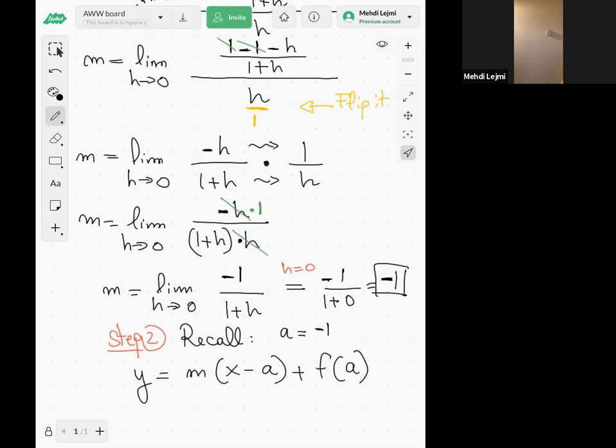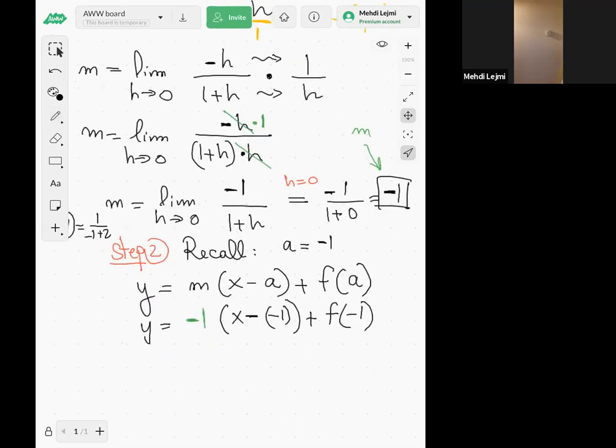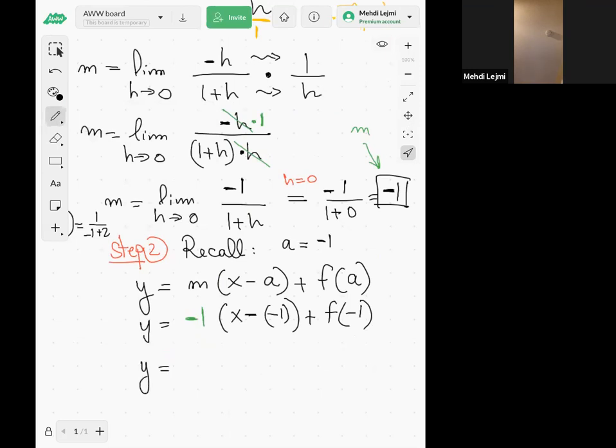Right? So then your y is going to be m, which is negative 1, times x minus a, x minus negative 1, so negative 1 between parentheses, right, plus f of negative 1. Well, f of negative 1, we said it's 1 over x plus 2, so negative 1 plus 2, so that would be 1 over 1, so that would be equal to 1, right? So then your equation would be y equals negative 1 times x plus 1, and plus f of negative 1, which is positive 1.